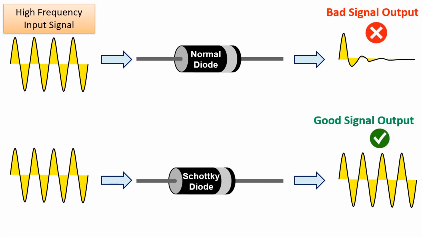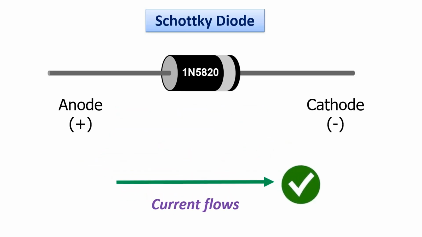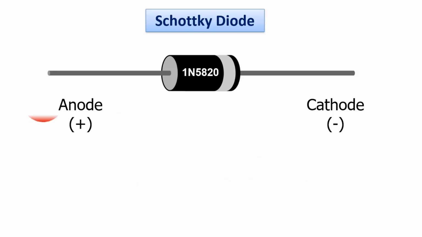Like the silicon diode, which consists of a normal doped PN structure, the Schottky diode has an anode and a cathode pin. This diode also has a white stripe at the cathode pin. If the current is going from the anode to the cathode, the diode allows the current to flow and prevents it from going in the opposite direction.